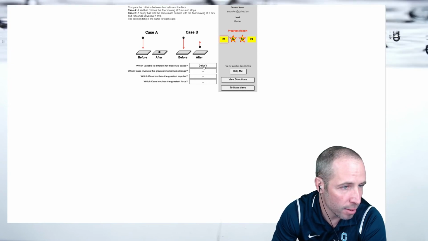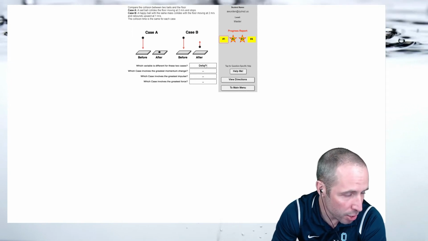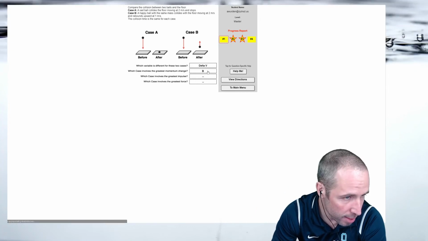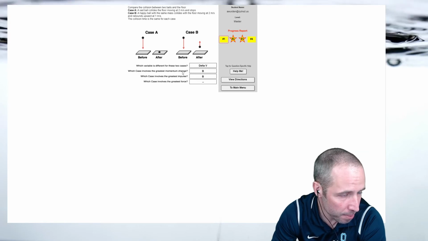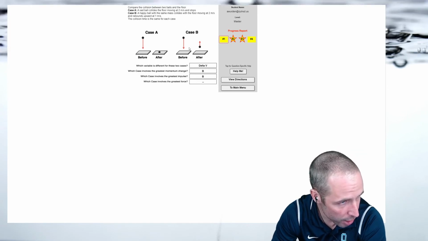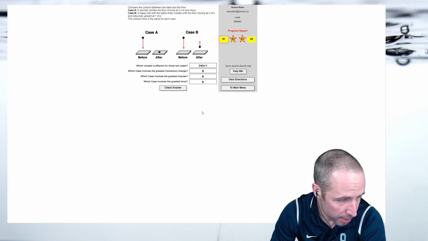Change in velocity, delta means the change in. With a bigger change in velocity, that means case B really does have more momentum change. And momentum change and impulse are the same. And in order to change the momentum more, we will definitely need to push on it more.